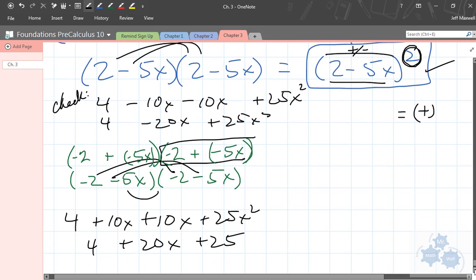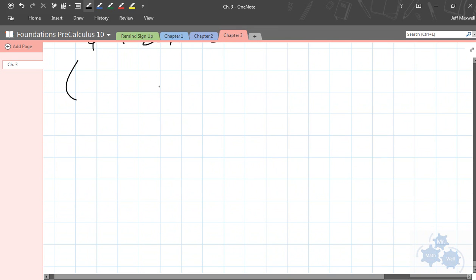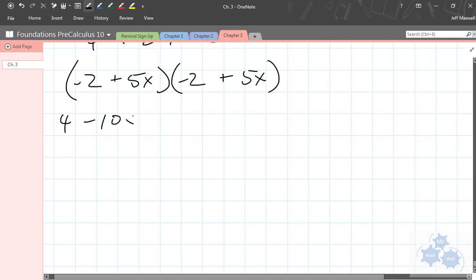Now the third option that you guys came up with was, okay, get this right, you had negative 2 and then positive 5x, right? And you added these or subtracted them? You added them, okay. Well, if you did the FOIL here, what'd you get? You would get 4 minus 10x plus 25x squared, which would give you your original polynomial as well.